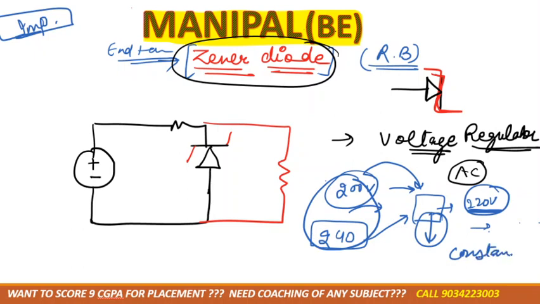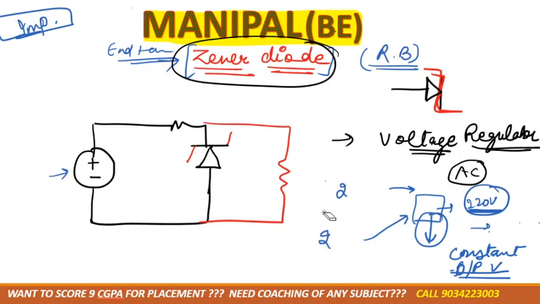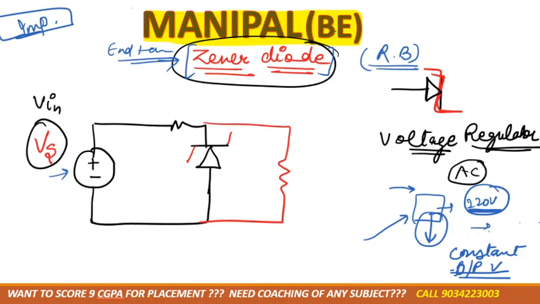What is the basic function of that? It will maintain a constant output voltage. Understood? Whatever the input, the output voltage across the load must be constant. So this is the basic structure. This is the supply voltage, denoted by Vs. In some notations they denote it by Vin. Vin is the input voltage and Vs is the supply voltage, so both meanings are the same.